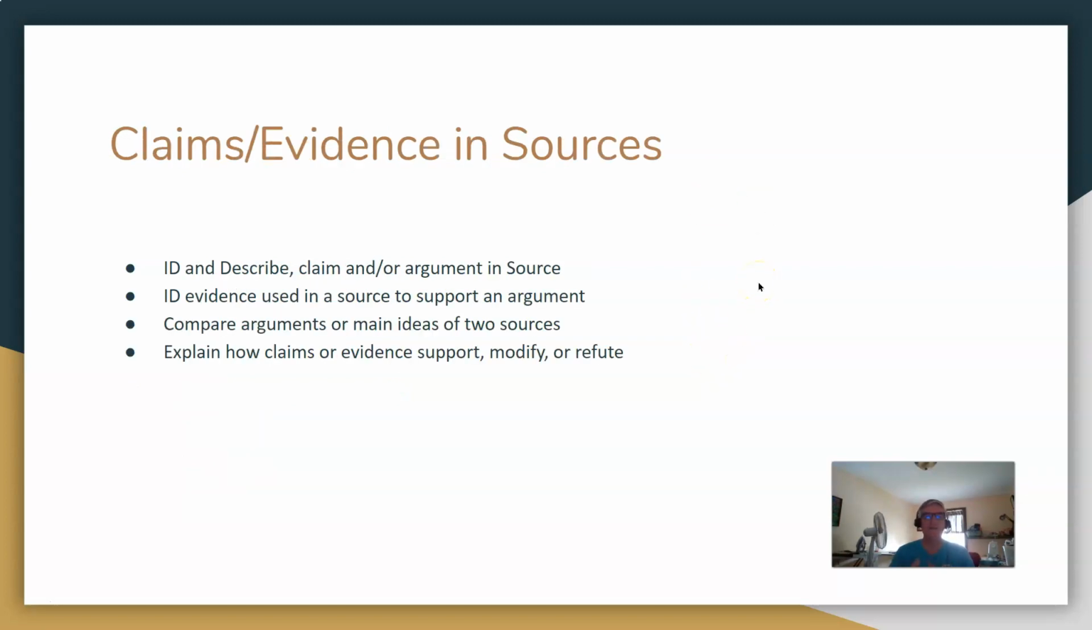Okay? Claims and evidence in sources. After you interpret the documents and you use your content knowledge of the process and stuff like that, we're going to look at these sources, and we're going to try to identify and describe and make a claim or argument in the source. We've got to figure out what the source is arguing. Okay, we're going to identify evidence used in the source to support an argument that you're making, and then we're going to try to compare arguments or main ideas of 2 sources. If we really get going, those of you that really master this will be able to explain how claims or evidence support, modify, or oftentimes refute each other. Okay.